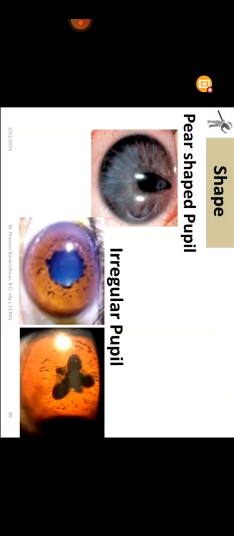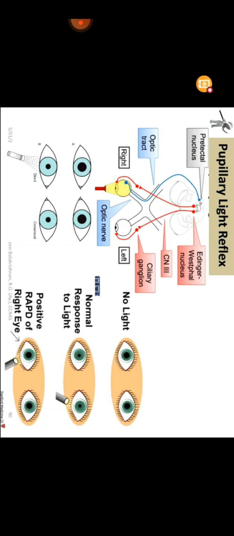Now, the shape of the pupil: you check whether it is a pear-shaped pupil, whether it is circular, or sometimes you can even see an irregular pupil like this. An irregular pupil always happens after an iridocyclitis or a uveitis, okay, anterior uveitis. Now, you check for the pupillary light reaction.